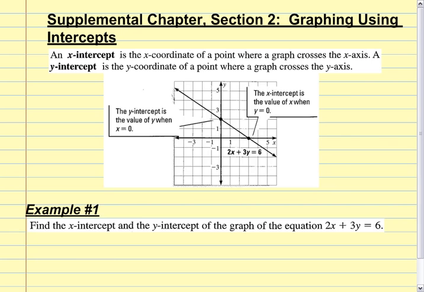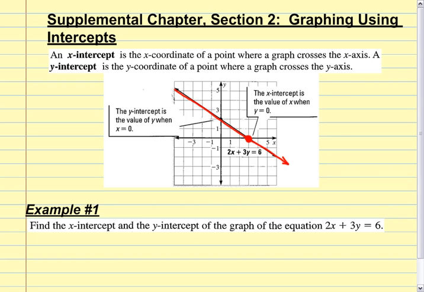Today's stuff, this is the second way we're going to graph it, using intercepts. So let's talk about what intercepts are first, okay? It says that an x-intercept is the x-coordinate of a point where a graph crosses the x-axis. So let's look at this. Here's the graph, right? It crosses the x-axis right there at that point.